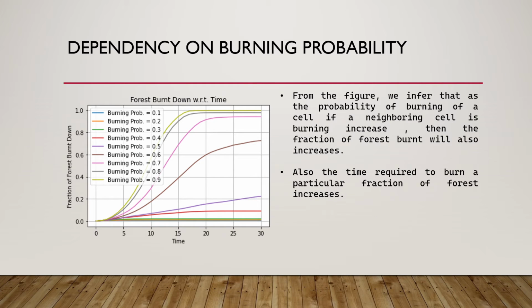From the figure, we infer that as the probability of burning of a cell, if a neighboring cell is burning, increases, then the fraction of forest burnt will also increase. Also, the time required to burn a particular fraction of forest increases.